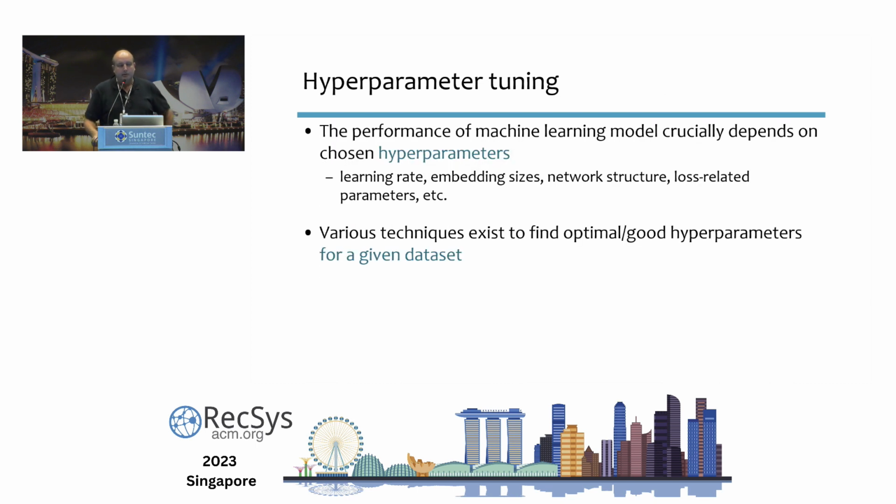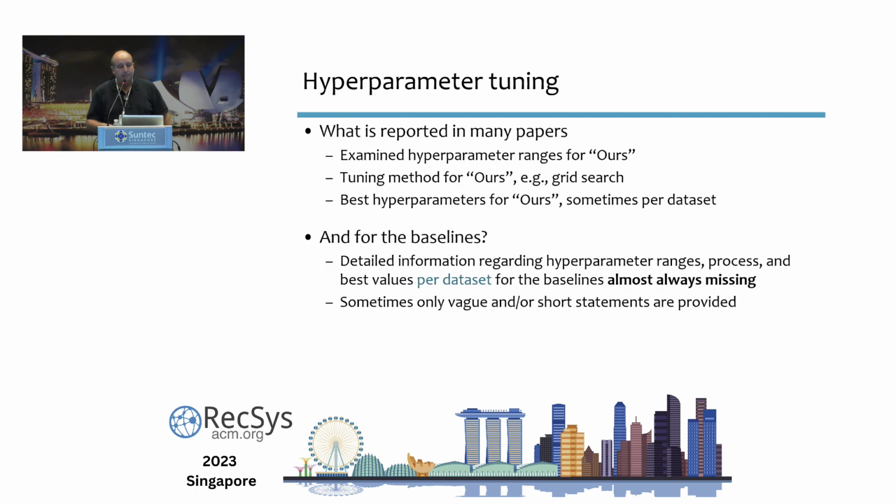The typical step here is hyperparameter tuning. We have all sorts of things that we can tune which impact the performance, embedding sizes, learning rates, and so on. And we all have the technology to do this in an automated way for the data sets that we examine. Now, an interesting observation is, in terms of hyperparameter tuning, what is reported in papers is usually a lot of details about what was done for the method called ours, like the ranges that were examined, the tuning method, like grid search, and in the end, the best hyperparameters, in the best case for all the data sets that we have.